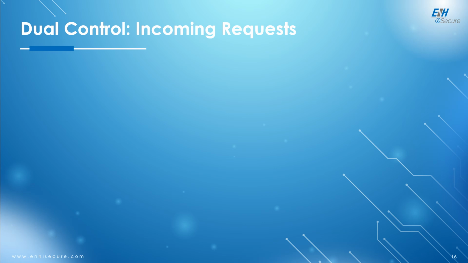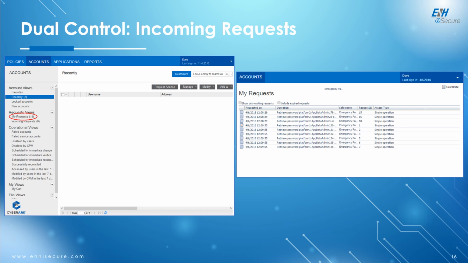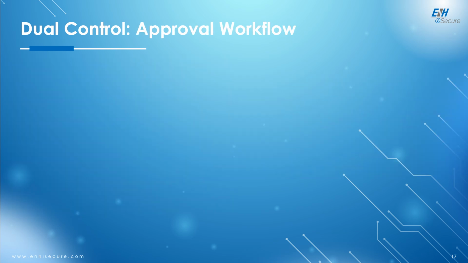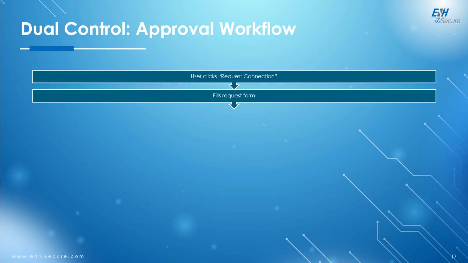In the PVWA, the approver can either approve or reject the request directly, or click the View Details button before deciding. Once again, depending on the configuration, we can also require the approver to provide a reason before confirming. Once the policy is set and safe membership configured, users will see the Request Connection button instead of Connect. Clicking this button opens the request form.